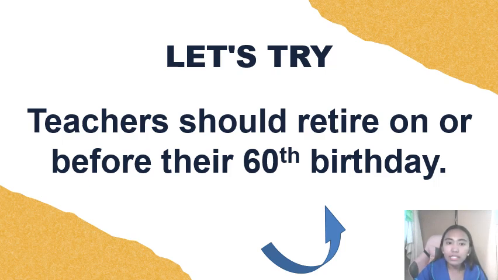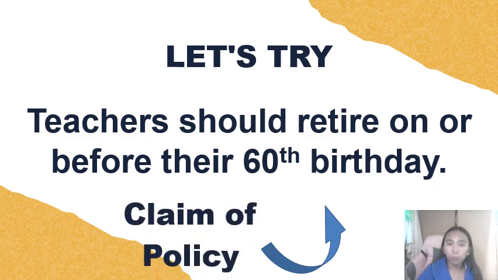Next statement: teachers should retire on or before their 60th birthday. So what type of claim is this one? Is it fact, value, or policy? Let's see the correct answer. It is a claim of policy. So if your answer is claim of policy, then you're correct. There is a keyword there, which is the word should. Okay po.